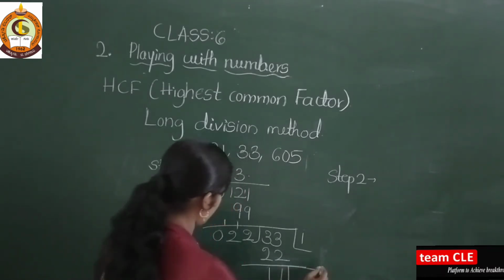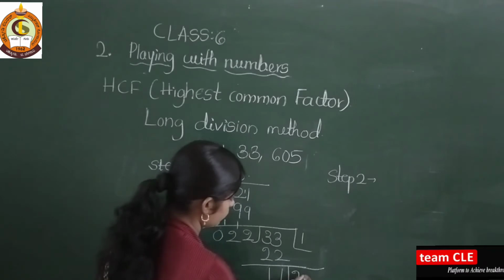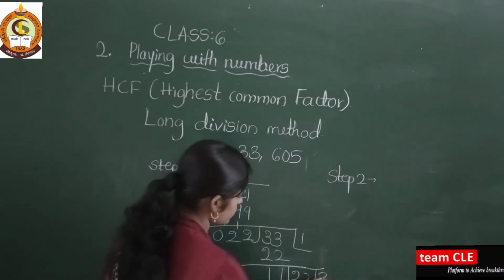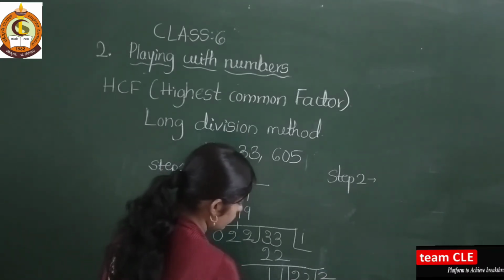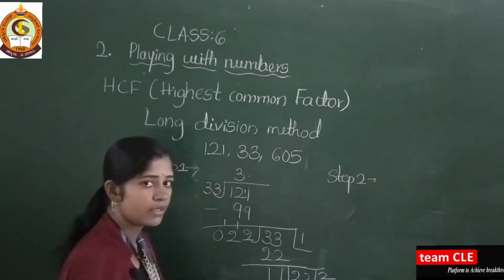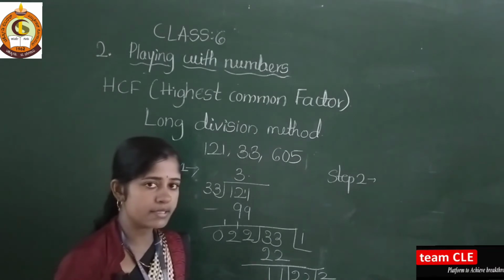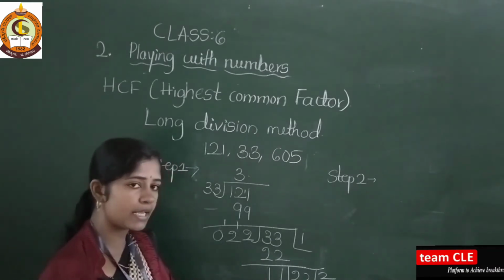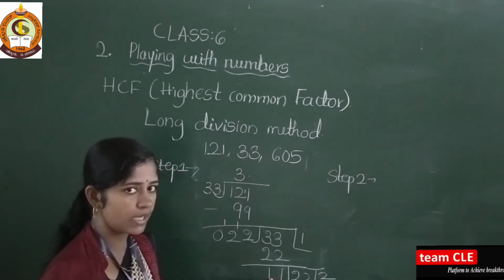Again you take here, what is the dividend? 22. Okay, so 11 2s are 22. 2 minus 2 is 0. 2 minus 2 is 0. So tell me here, what will be the HCF? Yes, here I got remainder as 0, which means 11 is the HCF.